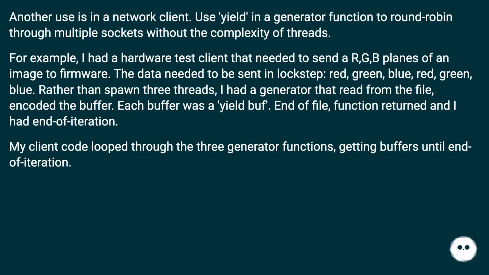Another use is in a network client. Use a yield in a generator function to round robin through multiple sockets without the complexity of threads. For example, I had a hardware test client that needed to send ARGB planes of an image to firmware. The data needed to be sent in lockstep: red, green, blue, red, green, blue. Rather than spawn 3 threads, I had a generator that read from the file and encoded the buffer. Each buffer was a yield buf. End of file, function returned, and I had end of iteration. My client code looped through the 3 generator functions, getting buffers until end of iteration.